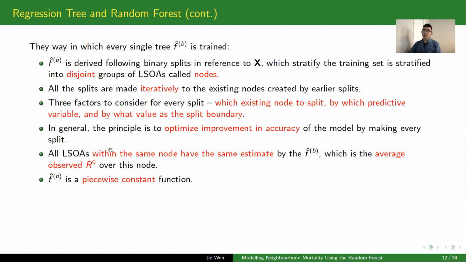All of the RSOs within the same node have exactly the same estimate by the tree function, which is the average over all of the observed relative risk of all RSOs within that node. And that's why F hat B, the tree function, is a piecewise constant function. It can only take one of the number of nodes we have in the tree in total.